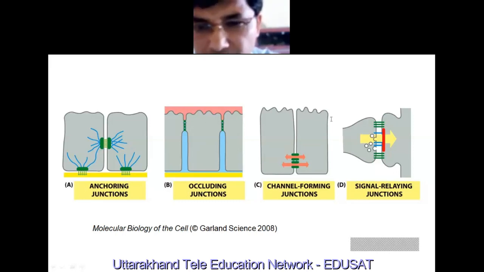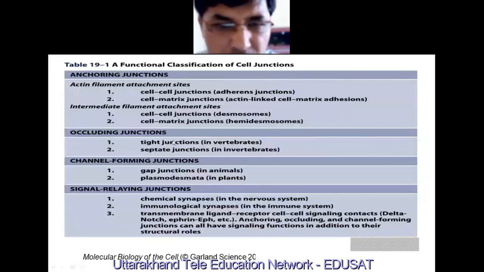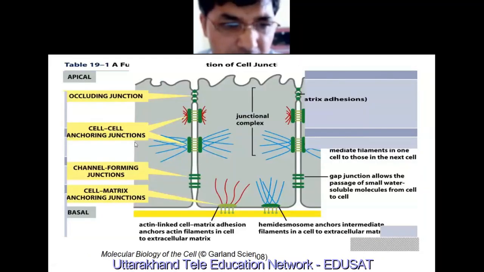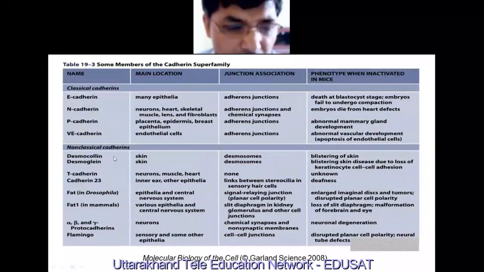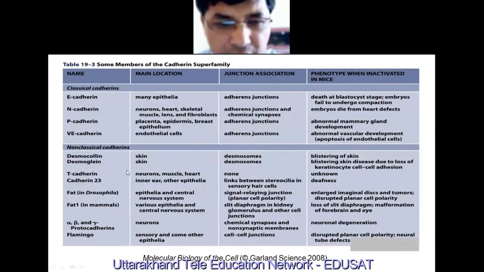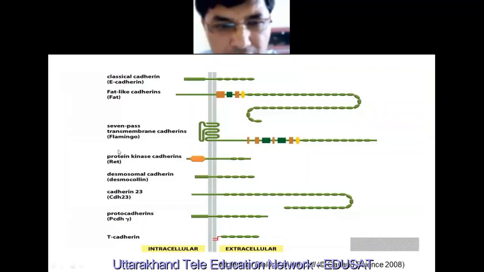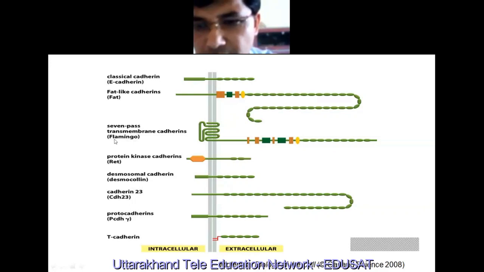हाँ, दूसरा question, very good, मनीषा का question. सर ड्रोसोफिला में कौन सी first identify हुई थी? Fat and flamingo. I think that, हाँ, fat and flamingo, ये दोनों जो हुई थी, एक fat और दूसरा यहाँ पर ये जो 7 transmembrane cadherin flamingo है, ये दोनों Drosophila में report हुई हैं.